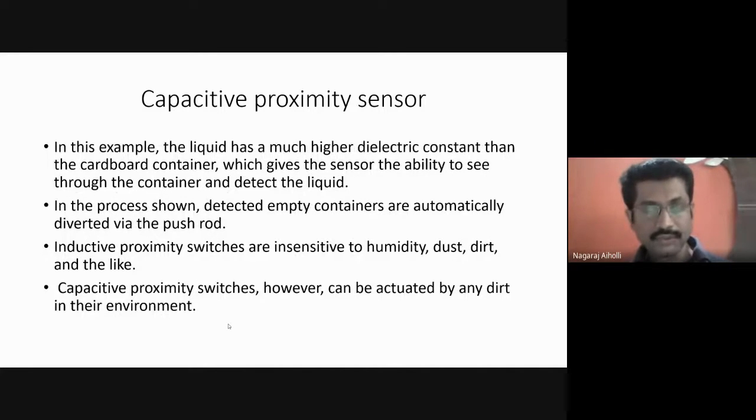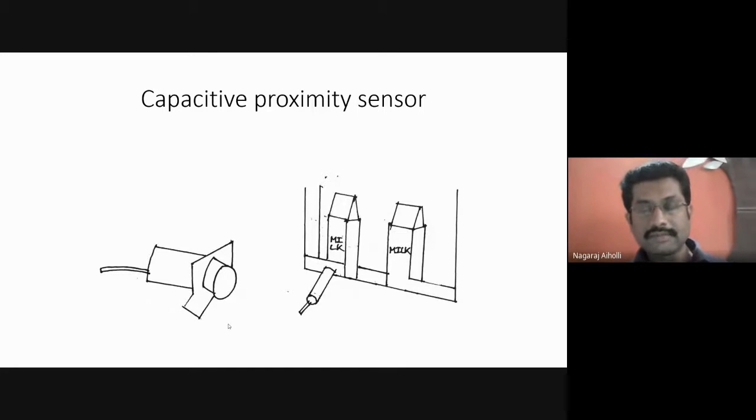There is one example shown here, an interesting example. As we can see, these are milk boxes or milk containers, and we are using the proximity sensor to sense the boxes in which the milk is present. If they are empty boxes, then they should be moved away from the conveyor line. They are moving on a conveyor belt.